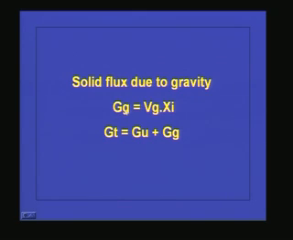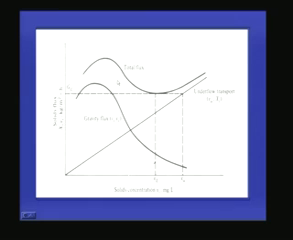The solid flux due to gravity can be calculated using the formula Vg into Xi, where Vg is the velocity due to gravity and Xi is the concentration of the sludge. Gu is nothing but Vu into Xi, where Vu is the underflow velocity, that is Qu by A. Now, how can we go about the design? We can use a graphical method. There is an analytical solution also, to find out the area required to achieve a given sludge thickening.